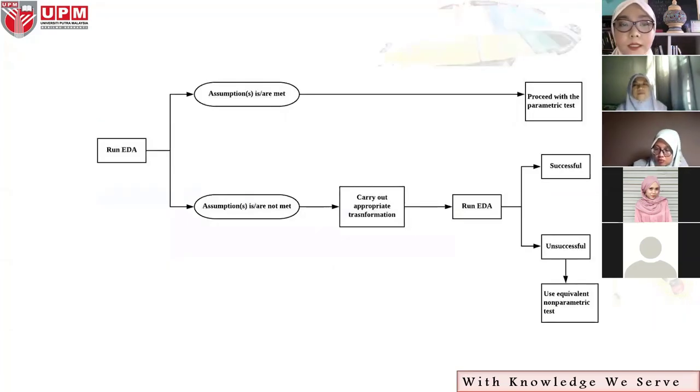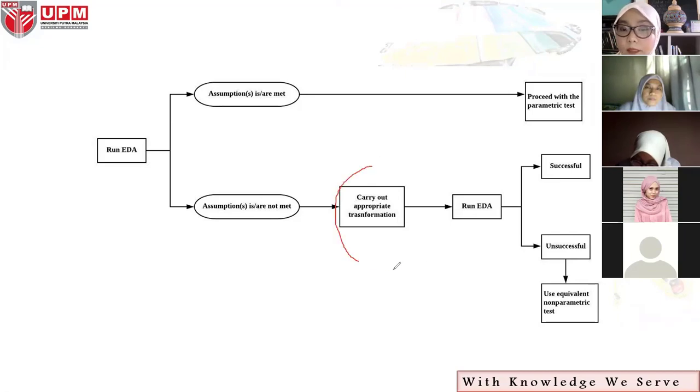So this is the process line. So you run the EDA. Either your data met the assumption or not. Okay. If your data met the assumption, then you can proceed with the parametric test. Okay. If your data are not meeting the required assumption, then you can carry out appropriate transformation.